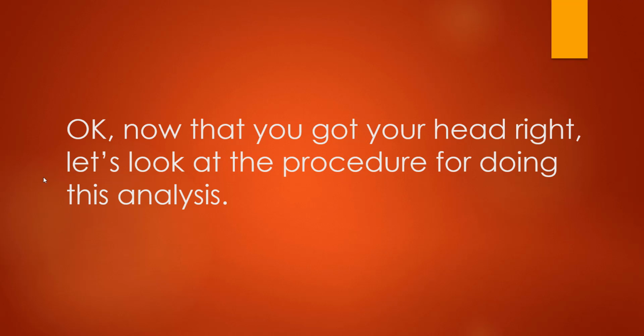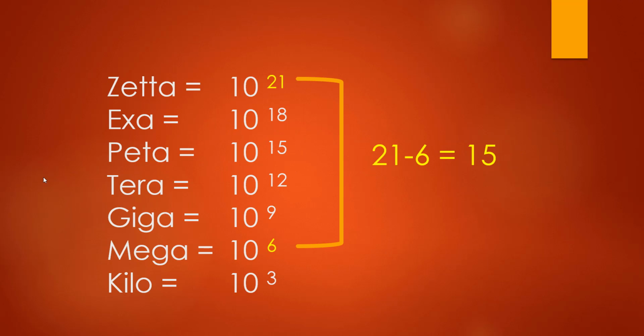Now, to get your head right about this, let's look at the procedure for doing this analysis. You'll be delighted to know it's relatively not that hard. When we're comparing prefixes amongst the same unit, so we're talking joules, in order to figure out how many of one fits into the other, all you really have to do is subtract one from the other.